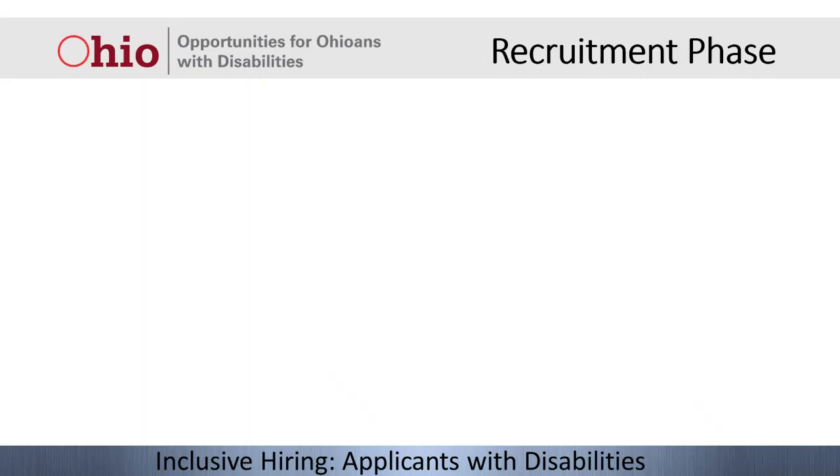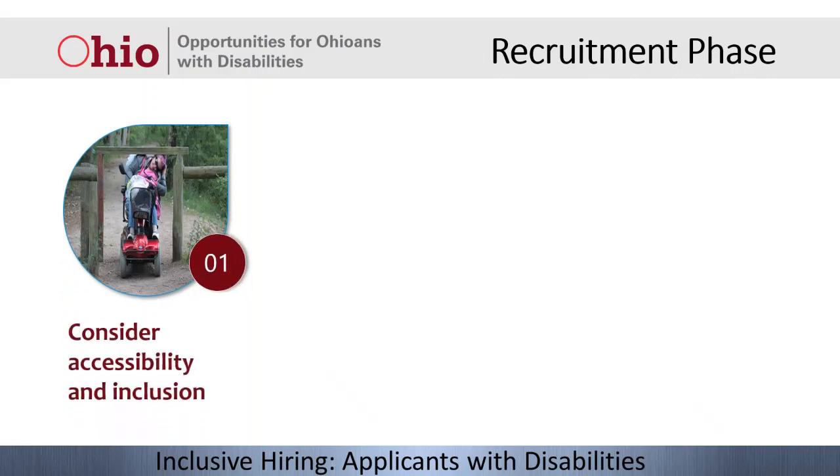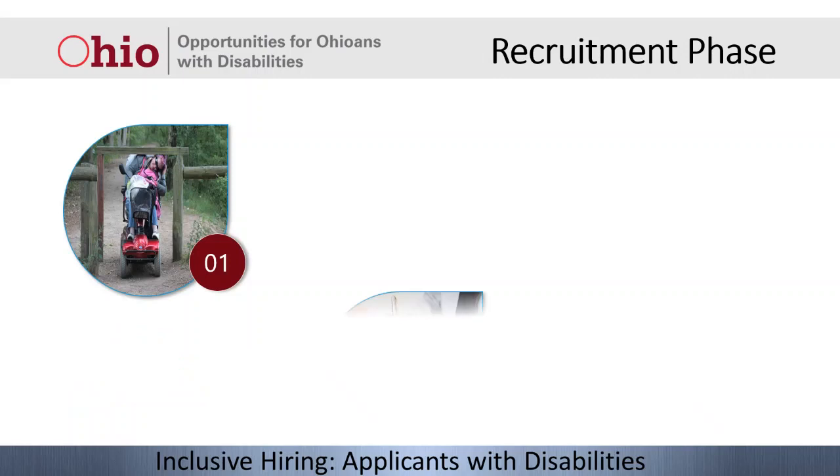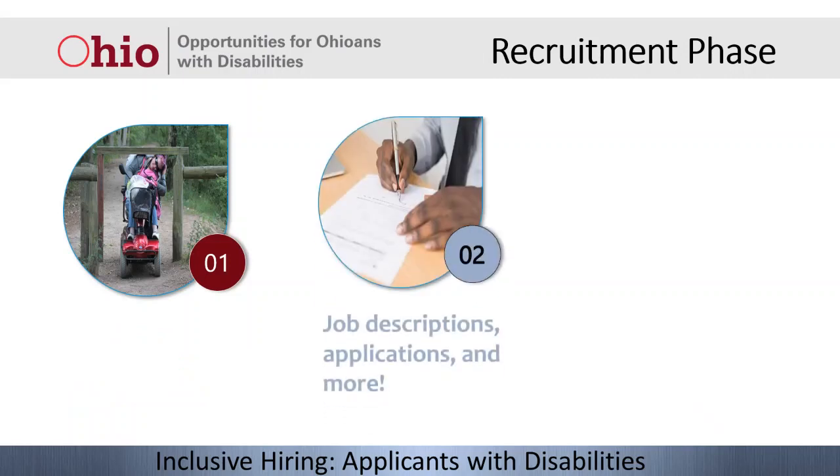Yes, there are, but I'd like to point out that some of the best practices are similar for each phase. We aren't always learning something new at each phase. We're just remembering to consider accessibility and inclusion with each step. In our discussion about recruitment, we will talk about job descriptions, advertising for jobs, contracting with a staffing agency, and the job application process.